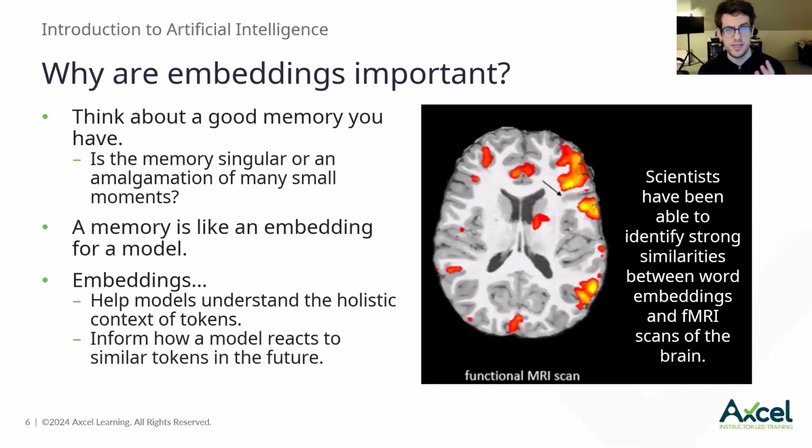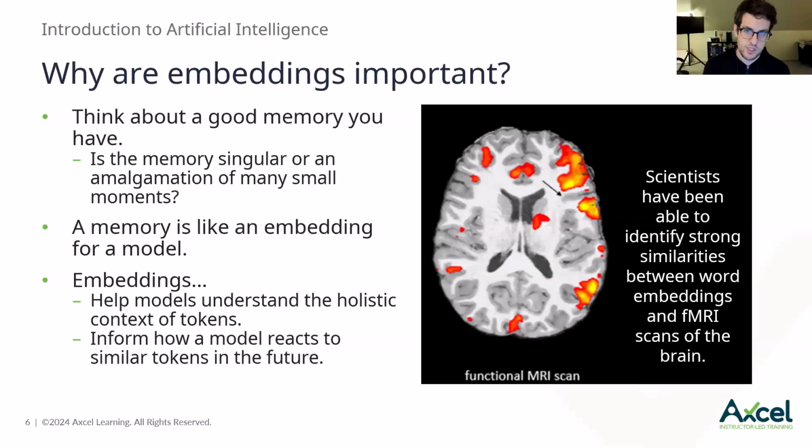Now, I want you to think about a good memory that you've had. Usually the memories are not singular, so they're not particular moments in time, unless it's something like a loved one hitting a home run. So there is one particular moment. It's usually an amalgamation of many small moments. So if I think of a really good vacation I had, it's lots of different snippets of memories from that vacation, which contribute to an overall good memory.